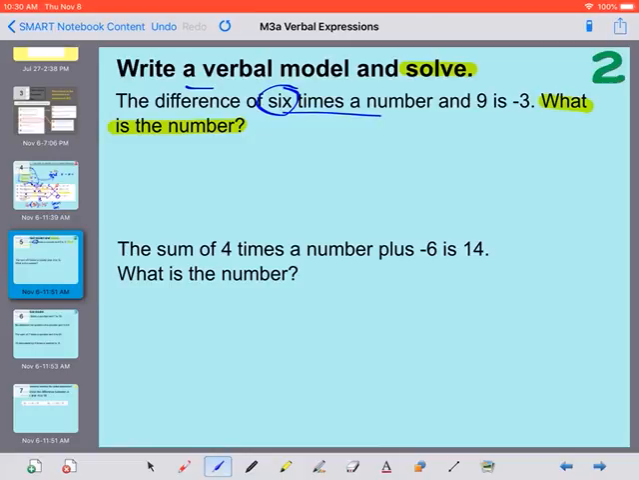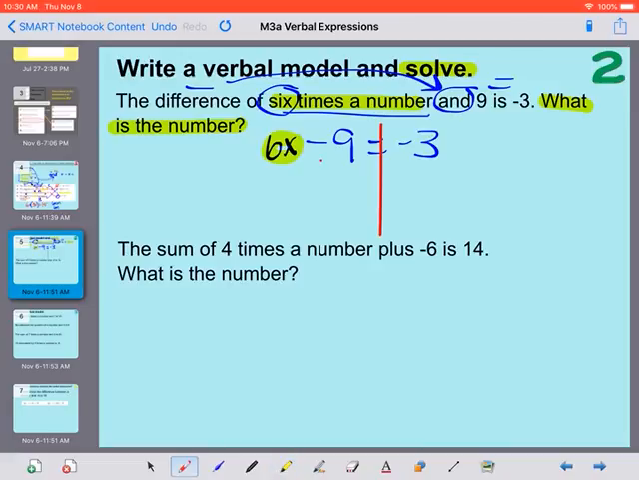So 6 times a number is 6 times some number. We don't know what that number is. I'm going to use X. And 9. Remember, anytime you see and, that's where you're putting that operation. The difference of 6 times a number and 9 is equals -3. So this part went together, 6 times a number. That was here. And means input your operation. We had subtraction. Now we just have to solve it.